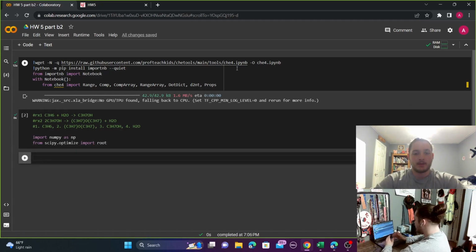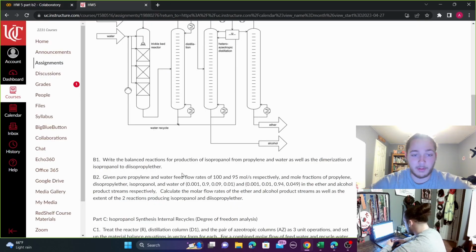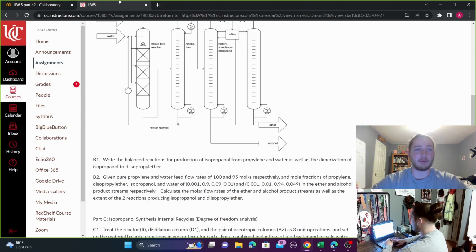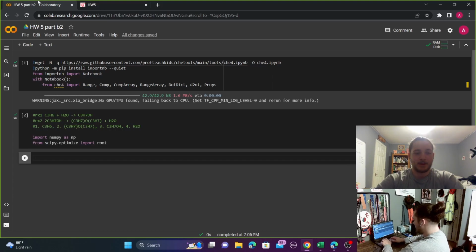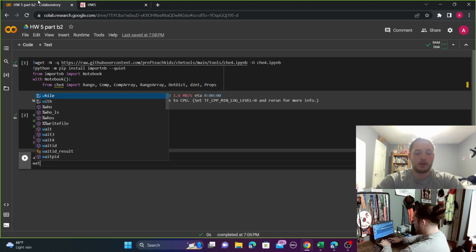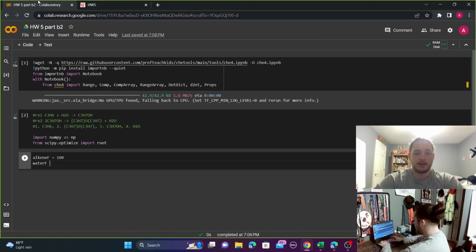Okay. So beginning our code, we can go ahead and input our given feeds from our problem. So we can input our alkene and our water feed rates. So we can go alkene feed is equal to 100, and then we can go water feed is equal to 95, and those units are in moles per second.